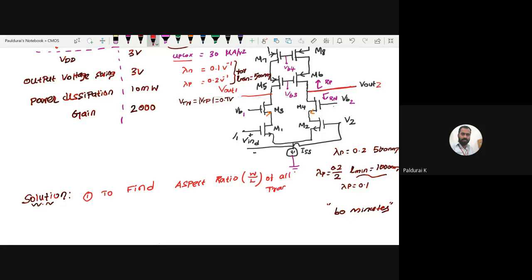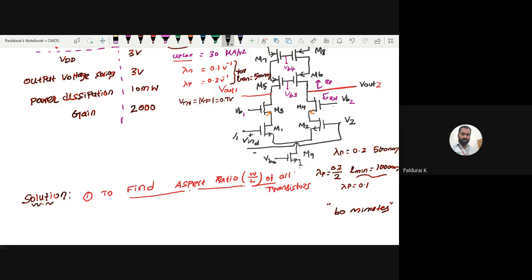How many transistors can there be? But for the given specification, first we want to find the aspect ratio W by L of all transistors M1 to M8. Okay, and here M9 is also there. At this time I want to replace this with a current source. Let me call this M9. I will call this VB0, because I have already used 1, 2, 3, 4 and I don't want to change that. So for the time being, take this as my VB0. So I replace that ideal current source by a MOSFET.